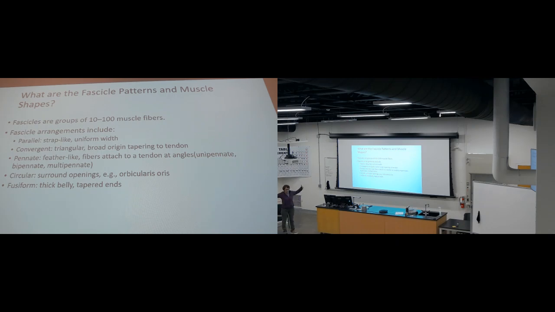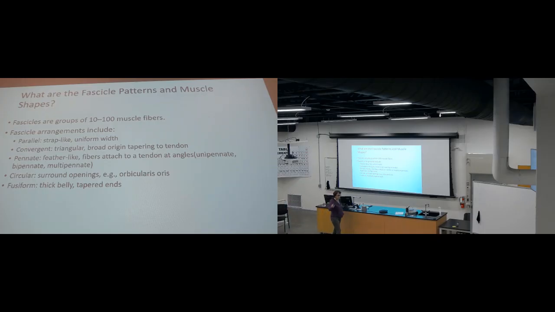Now, some fascicles can start in a distant area, and then they can converge or go towards a central area. This is convergent. They're starting wide and going to a central point. This typically gives appearance of a triangular shaped muscle. And then you can have as well fascicles that look like a feather. So these are called pennate muscles. The fibers attached to a tendon at an angle can be unipennate, or in two different angles, bipennate, or at multiple angles, multipennate.